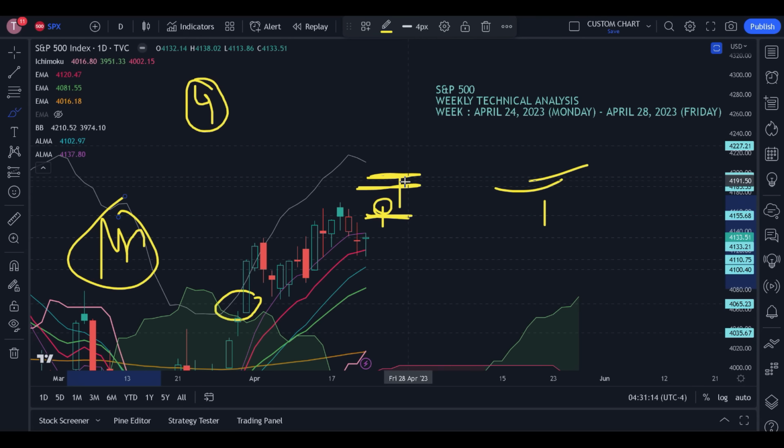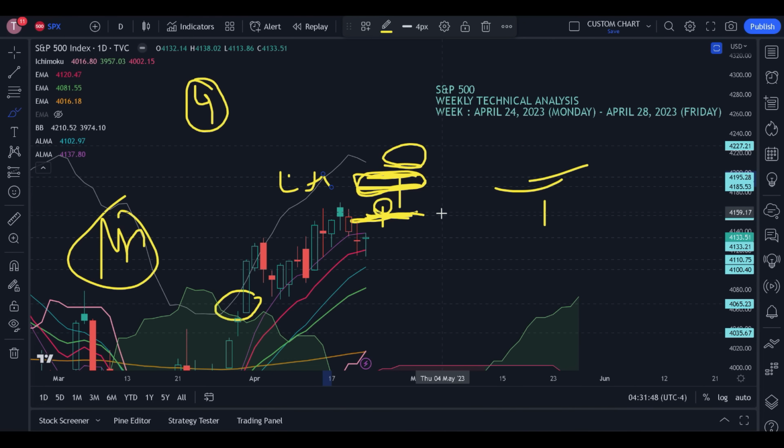A breach of 4195 is not that easy, because at first it has to breach 4185, and then a sustained movement or a close above 4195 is a different thing. So even if it tries to move up, 4185 and 4195 are going to hold or suppress the upward movement. This means the lower high we are anticipating is either going to form around 4155, or around 4185 to 4195.